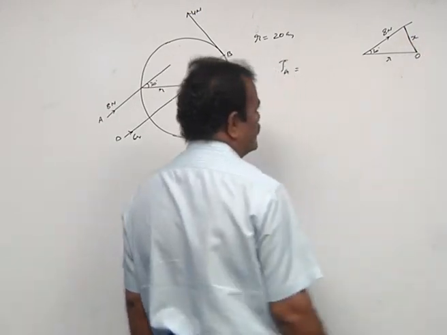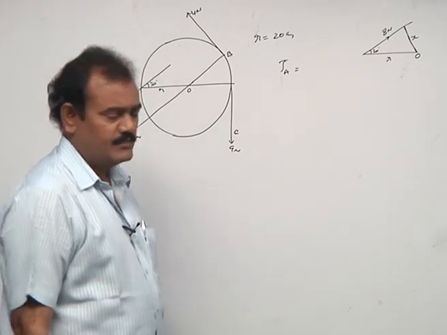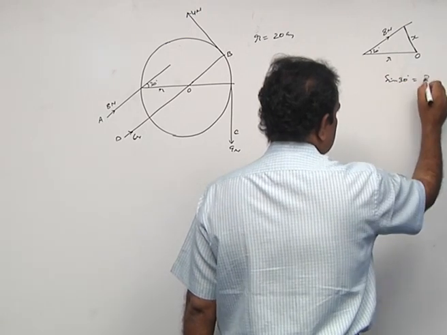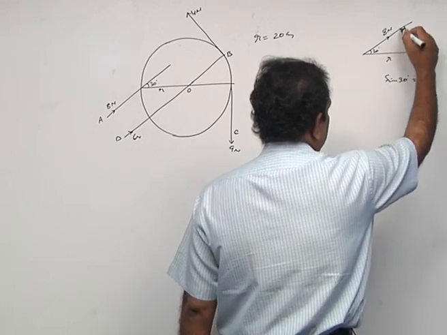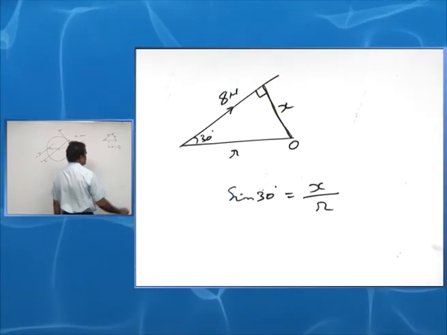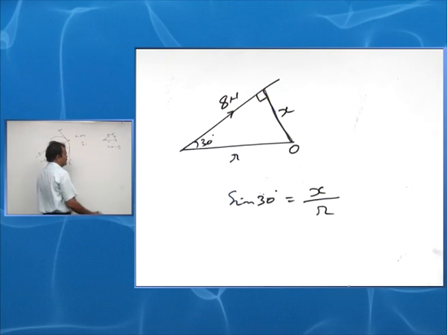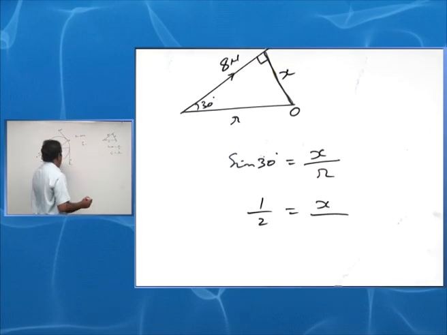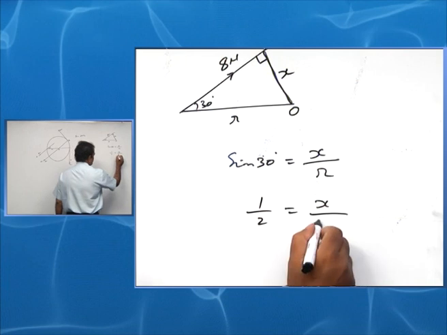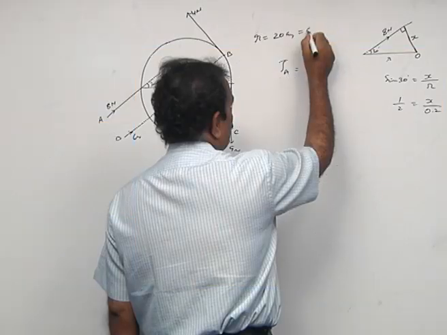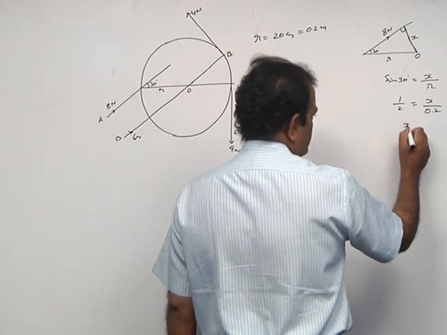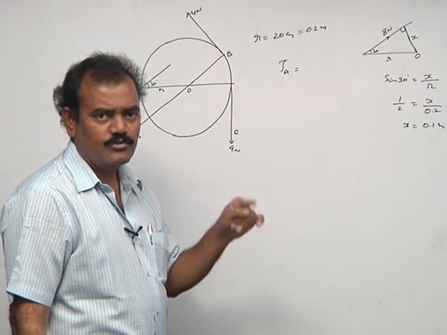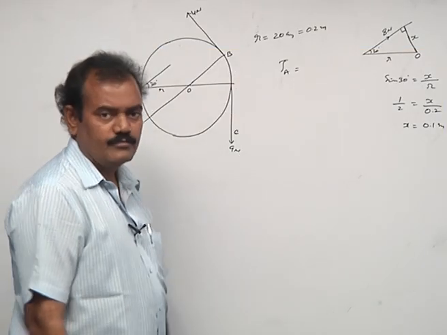We name this perpendicular distance X. So you have to find that perpendicular distance first. We take sine 30, which is the opposite side over the hypotenuse, with 90 degrees here like this. So X by R. X is equal to sine 30, which is 1 by 2, times the radius, which is 0.2 meters. So X is equal to 0.1 meter, which is the perpendicular distance of the 8 newton force about the center O.